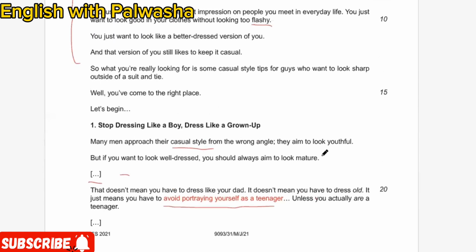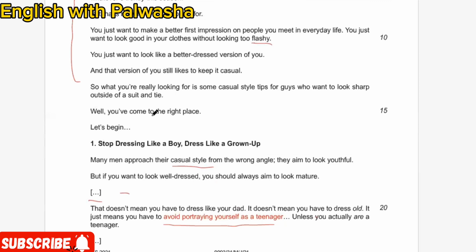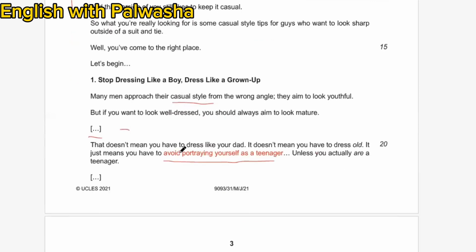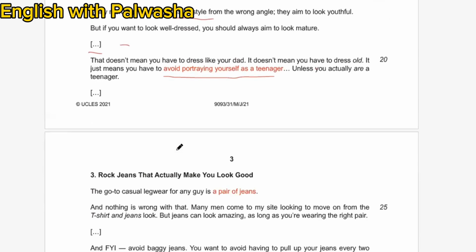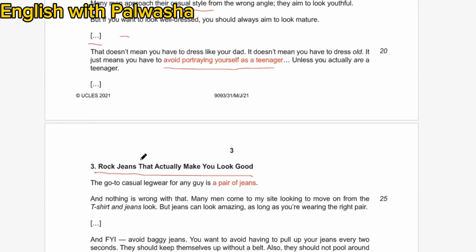We, being English language and literature students, don't create stuff like this, isn't it? But the books which are being produced now are completely changed. The writing style is quite changed. The writers are creating such composed and meaningful stuff. "Rock jeans that actually make you look good." They have given the heading before every piece of writing. You can see this change as well.